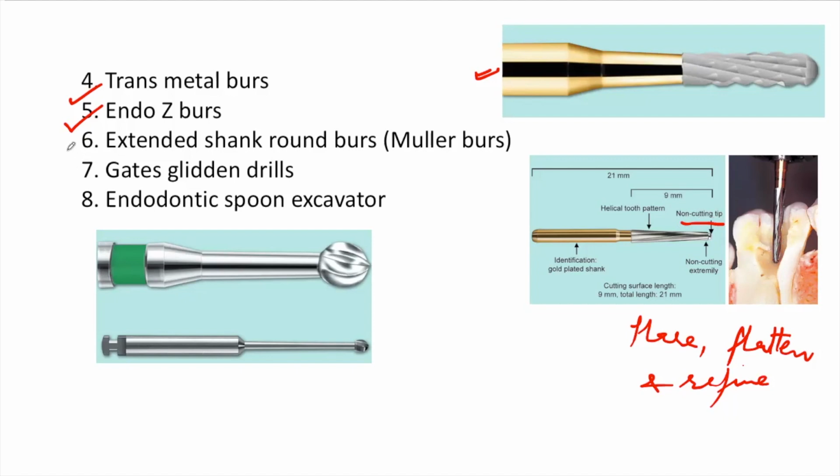Clear? Then extended shank round burrs or Muller burrs. The extended shank, the long shank, helps to improve the visibility and to reach the deep pulp chamber. Then Gates Glidden drills and endodontic spoon excavator with long shank. All these instruments are used for access cavity preparation.